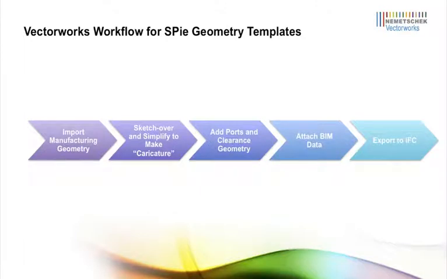For Vectorworks, converting highly detailed manufacturing geometry, such as one might obtain from an MRP system, into BIM data is a straightforward five-step process as shown. Let's look at the process in some detail with an example.